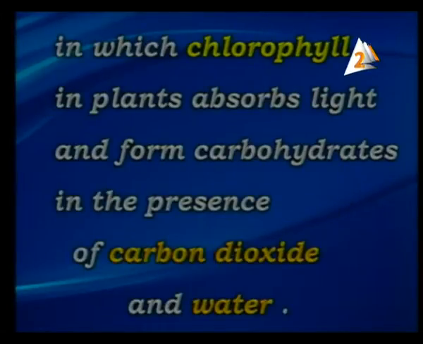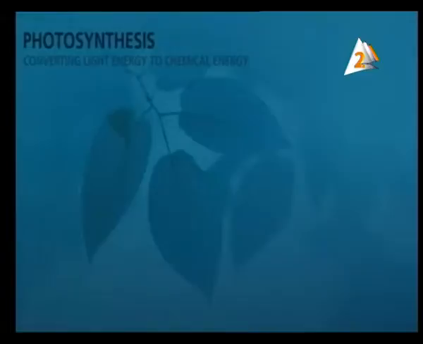Look and see. The chlorophyll substance, or the green matter found in the leaf inside the plant, absorbs the light and forms carbohydrates in the presence of what? Of two things. What are they? Carbon dioxide and water. The photosynthesis process cannot work without this factor.